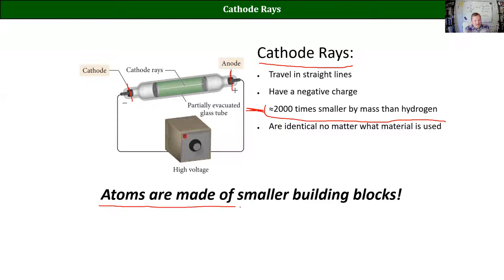Specifically, the main conclusion made here is that atoms are made up of even smaller pieces. You have to have these other pieces in order to explain why you've got something that's 2,000 times smaller than hydrogen and why these cathode rays are the same no matter what material you're using. So it's the same fundamental particles that we're mixing together in different ways to make the different elements.